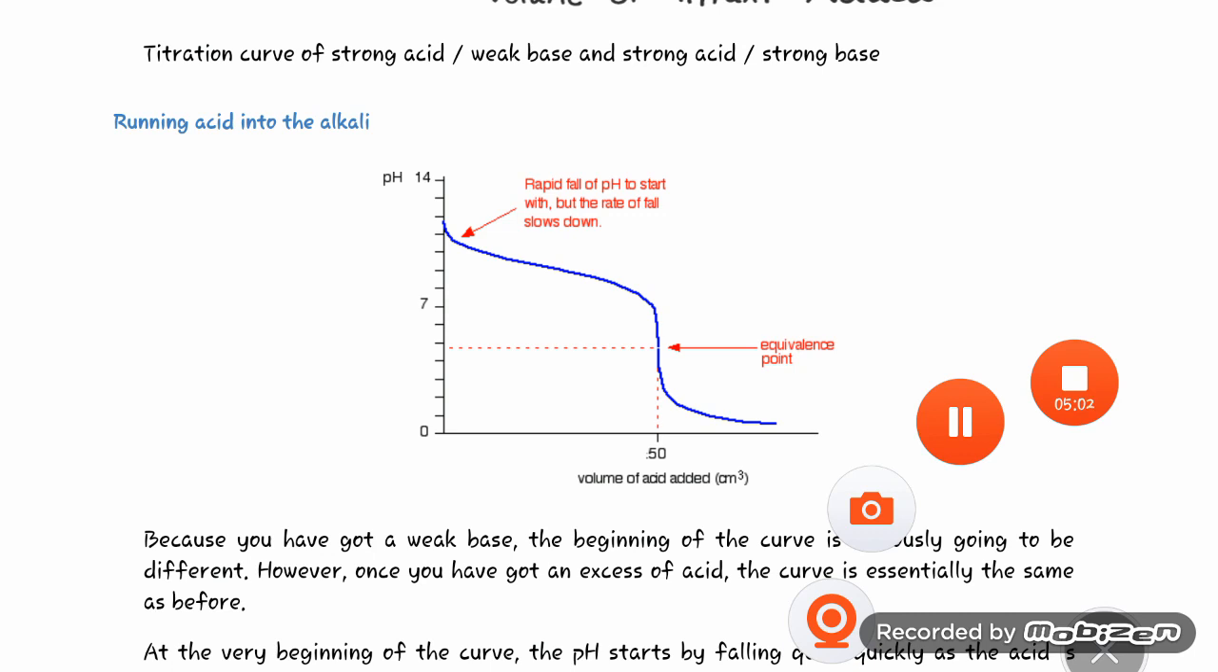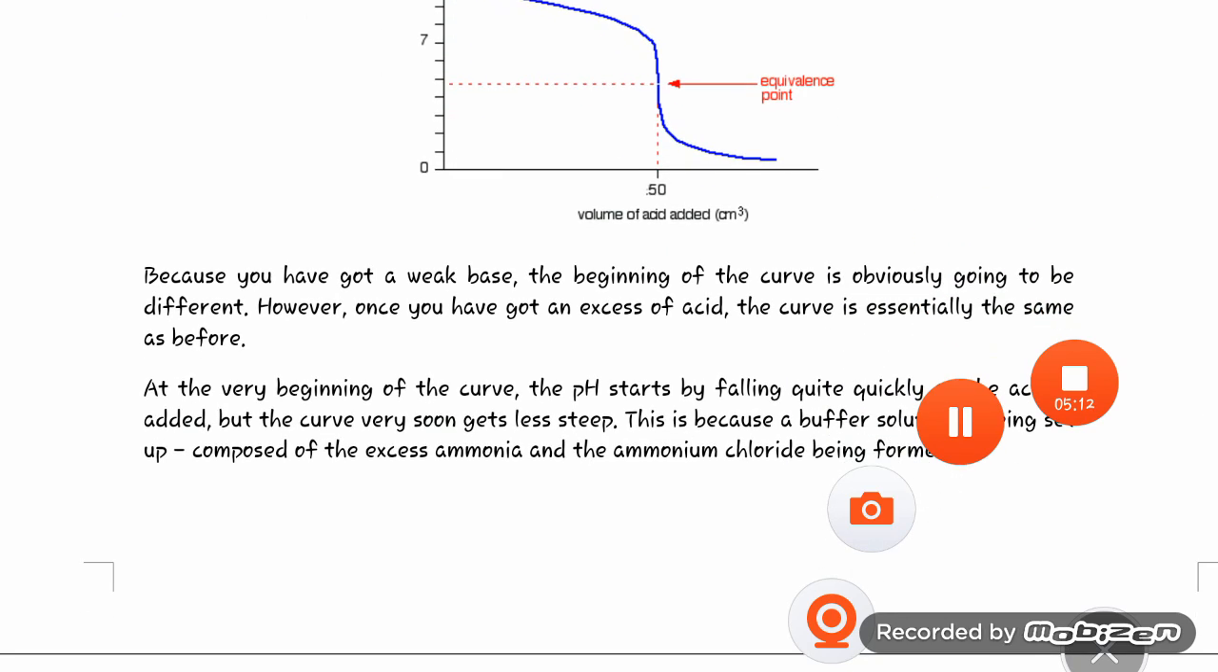Next you see this curve. In this, there is a rapid fall of pH to start, but the rate of fall slows down. So we are getting this equivalence point. Then, because you have a weak base, the beginning of the curve is obviously going to be different. However, once you have got an excess of acid, the curve is essentially the same as before.